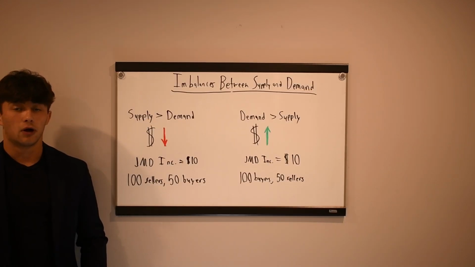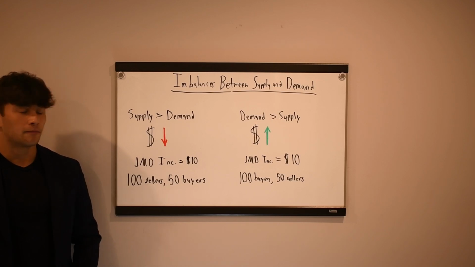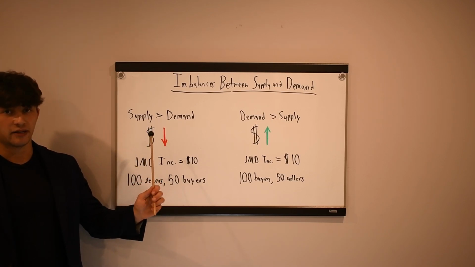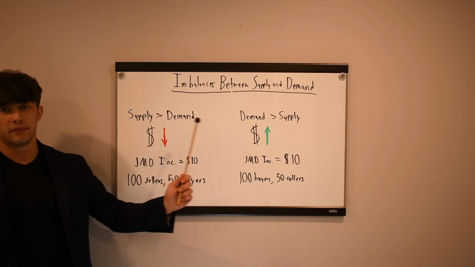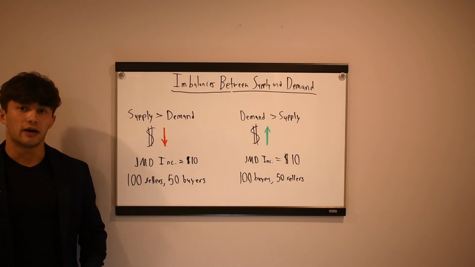Now, going off of the laws of supply and demand, I'm going to talk about the role of the imbalances between supply and demand and how those drive price movements. The two main things you need to know is that when supply is greater than demand, the prices will fall. And when demand is greater than supply, the prices will rise. And I have two examples to show you how this works.